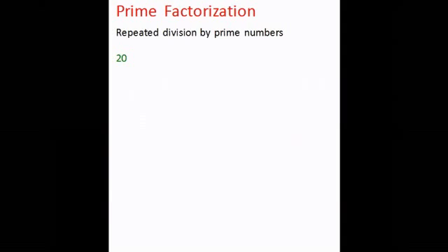Let's take an example. Let's take the number 20. So we start dividing it by prime numbers. Which is the smallest prime number? 2. So we start dividing by 2. So 20 divided by 2, answer is 10. Again 10 is divisible by 2, so divide by 2, answer is 5.